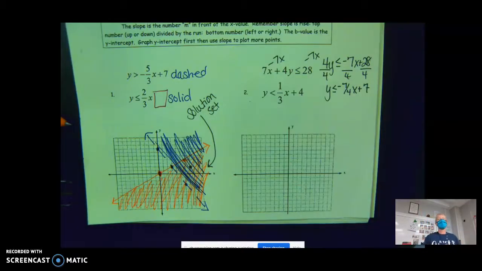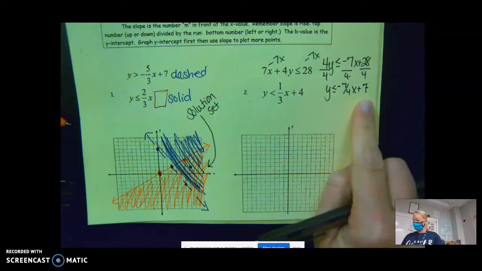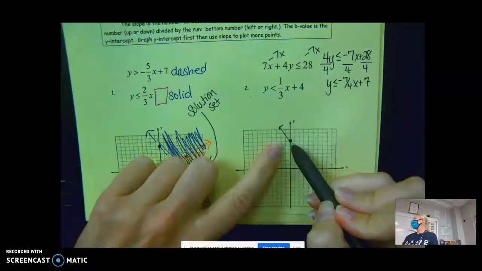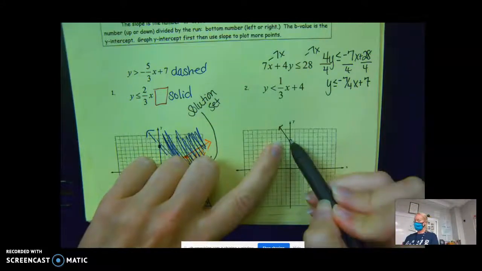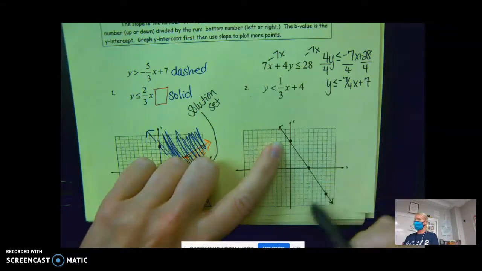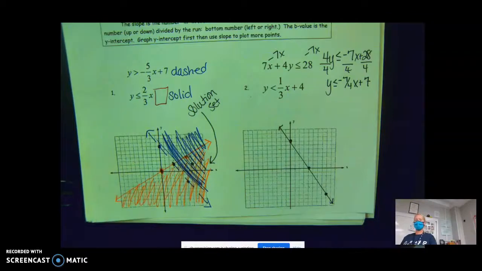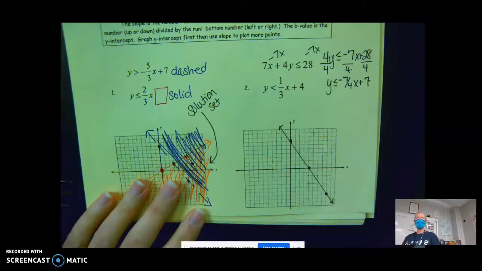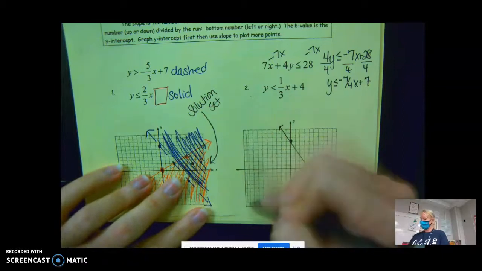Okay, I'm going to graph that guy first. Actually I want you to graph it real quick. Go ahead and graph that guy. My y-intercept is at 7. My slope tells me go down 7 over 4, down 7 over 4. It's a solid line. Do I shade above or below that if it is less than or equal to? Below, good.